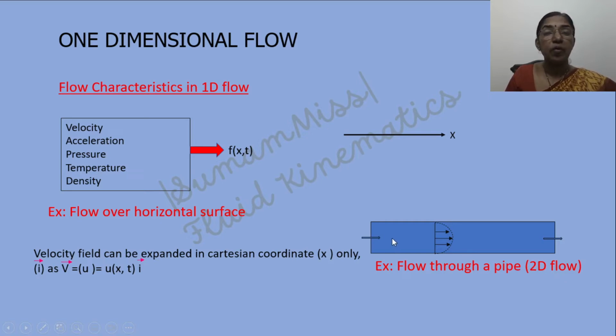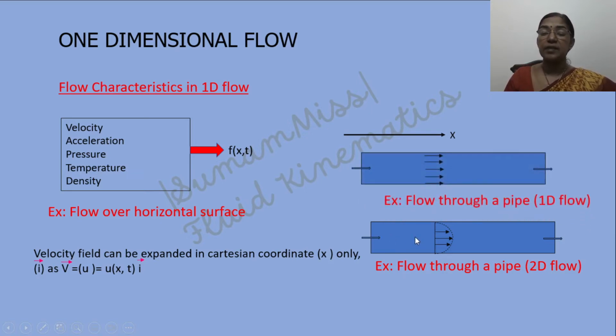The same flow, if you are analyzing as one-dimensional, then the velocity is represented like this, whereas we know that the velocity at the boundary is 0. But that cannot be represented if you are considering the flow as one-dimensional. So that means the true nature of the flow cannot be represented by considering the flow as one-dimensional. So that is the difference.